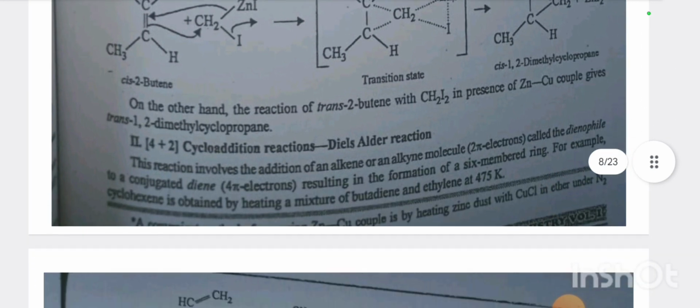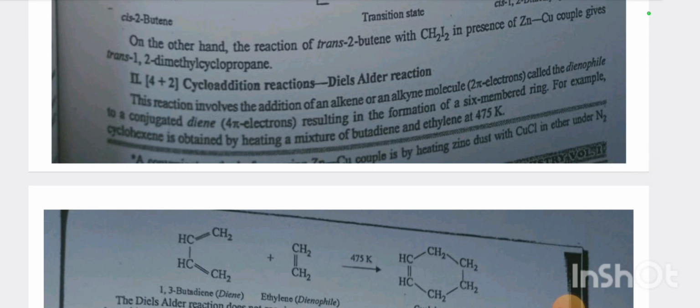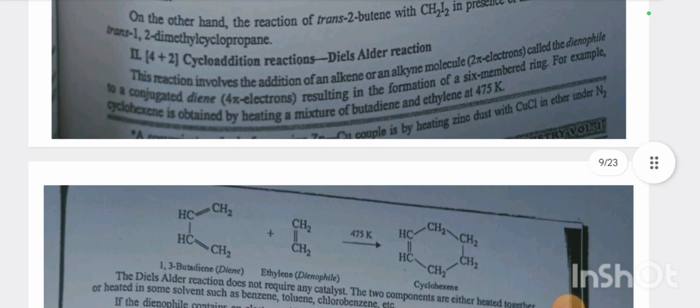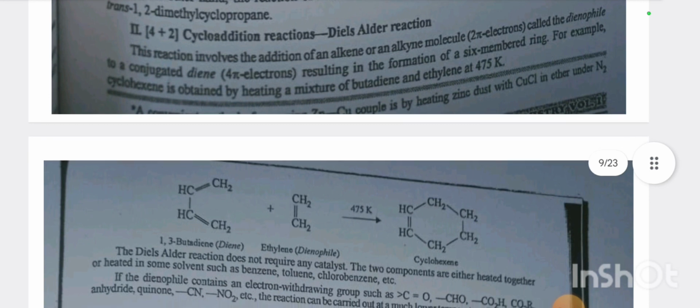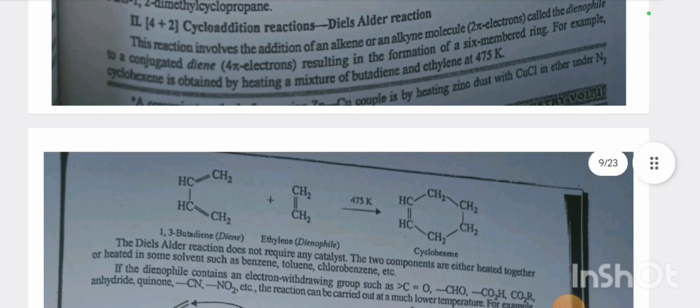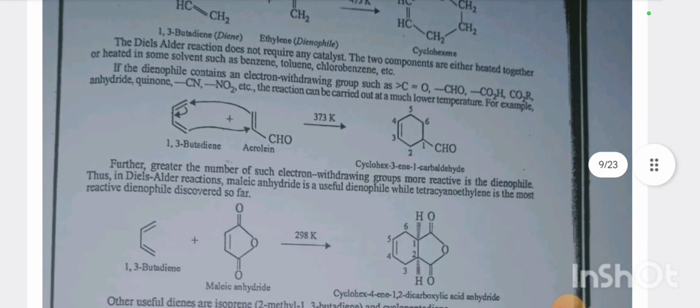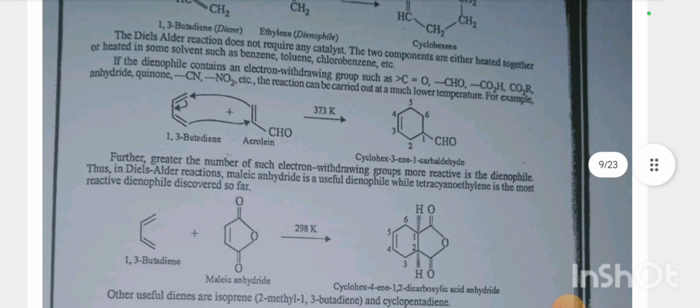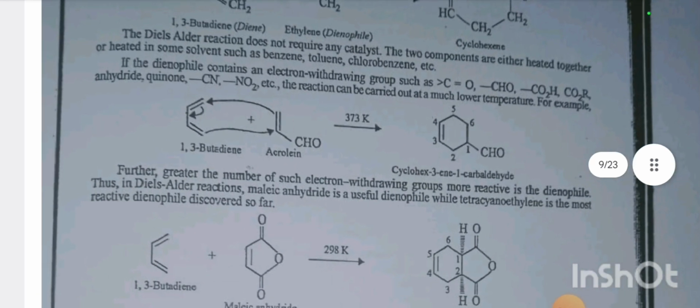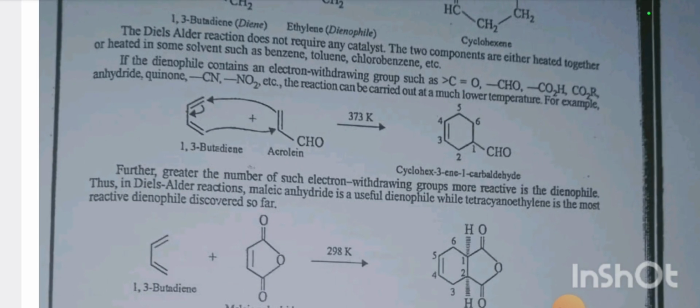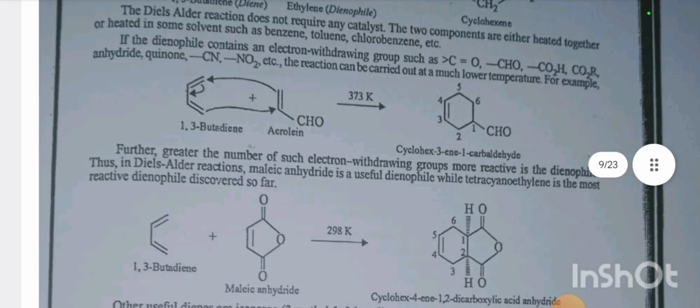On the other hand, the reaction of trans-2-butene with CH2I2 in the presence of Zn couple gives trans-1,2-dimethylcyclopropane. The Diels-Alder reaction involves the addition of an alkene or alkyne molecule called the dienophile to a conjugated diene, resulting in the formation of a 6-membered ring. The Diels-Alder reaction does not require any catalyst. The two components are either heated together or heated in some solvent such as benzene, toluene, chlorobenzene, etc.